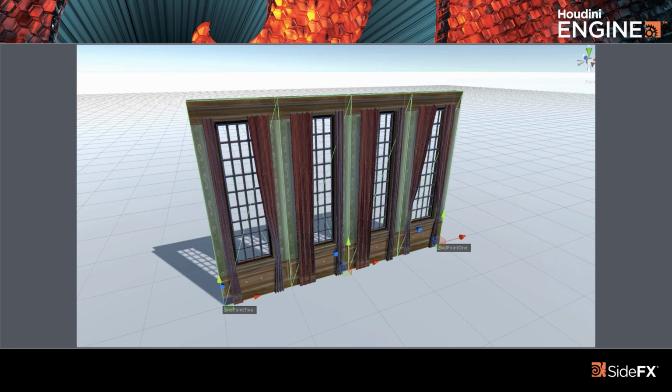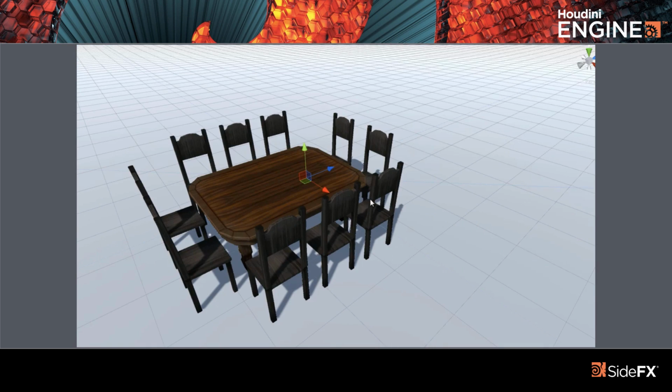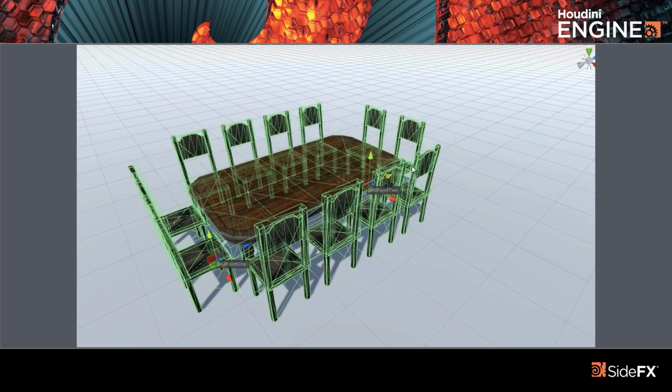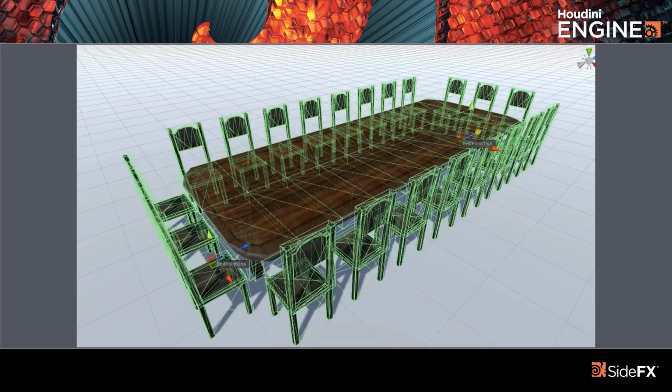And this asset takes advantage of instancing. All these various pieces inside the assets are set up using instancing so that when they go into the game engine and get prepared for the game, they will be as efficient as possible.